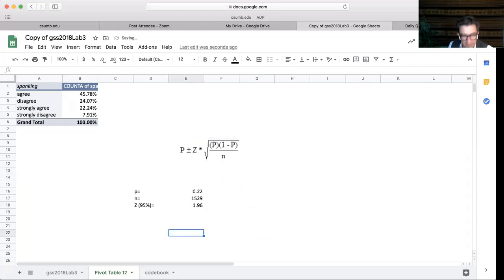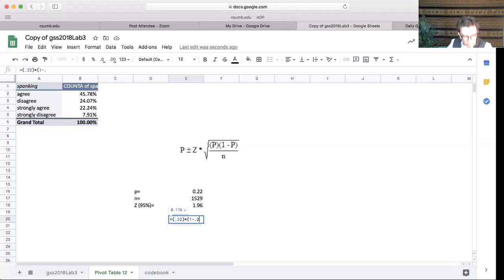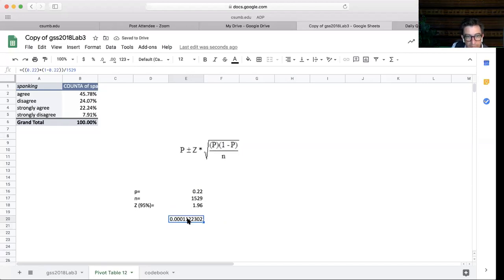So we have everything we need. Let's start with this little part here. This would be equal to, and you can do this in a calculator too, 0.22, that's that P, times, open parentheses, 1 minus 0.22, and we're going to need to divide all that by the sample size, which is 1,529. Okay, it's a super small number. Again, this was the 0.22 P times 1 minus 0.22, and all that divided by n. It's this part inside of the square root.